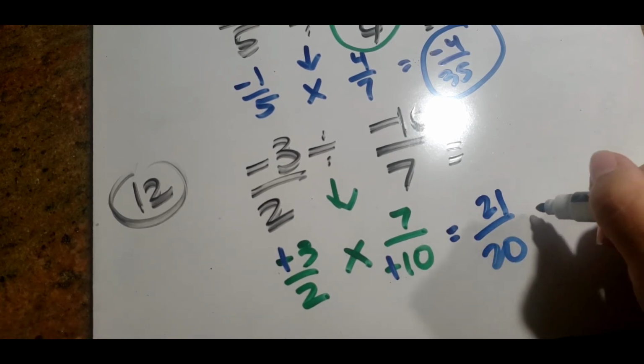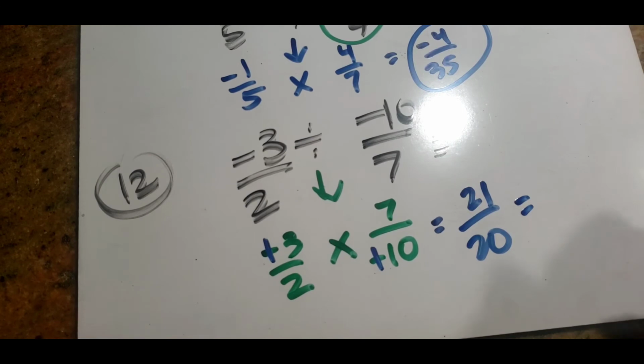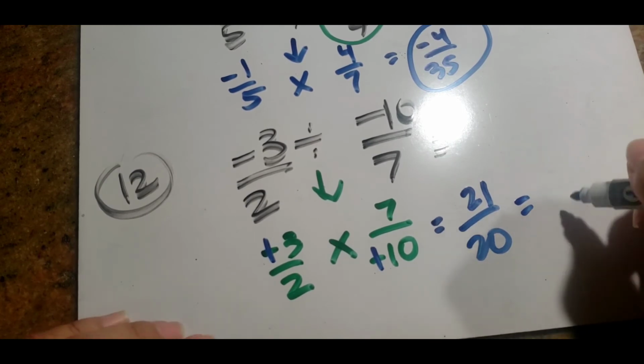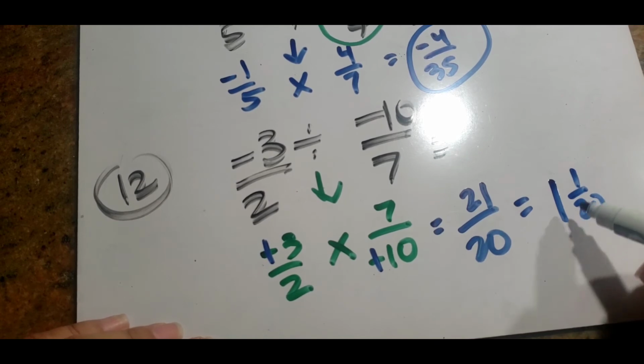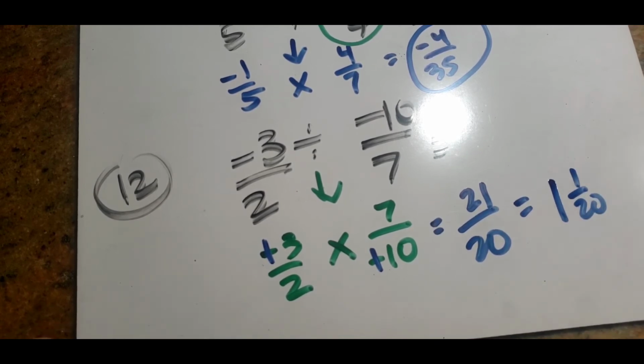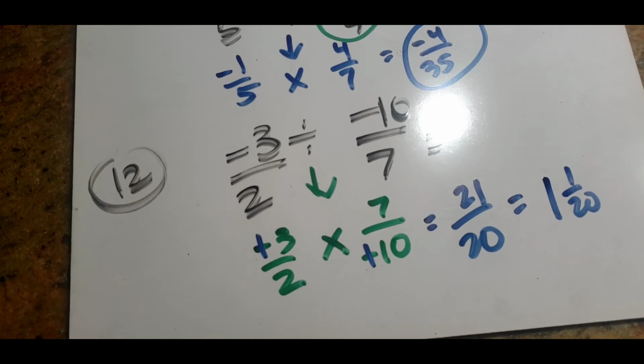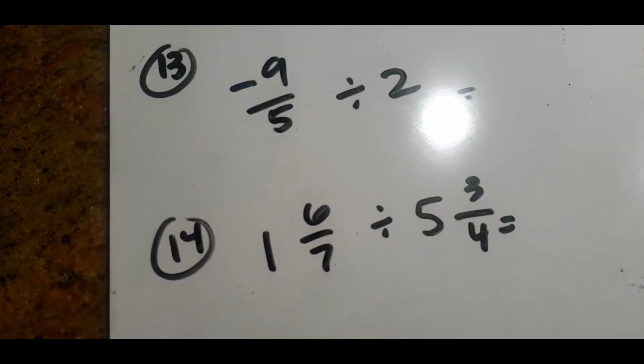Okay, and again, I'm going to go one step further and write this as a mixed number. So my mixed number would be 1 and 1 over 20. 20 times 1 is 20, plus 1, 21 over 20. Okay, that's it. So division, honestly, you're just rewriting it as a multiplication. So let's do a couple more.